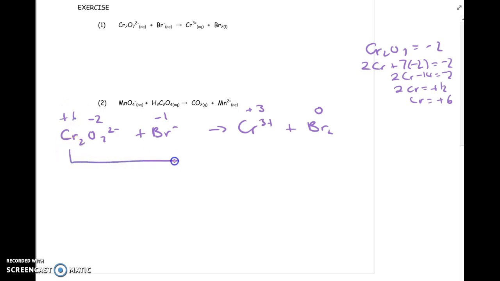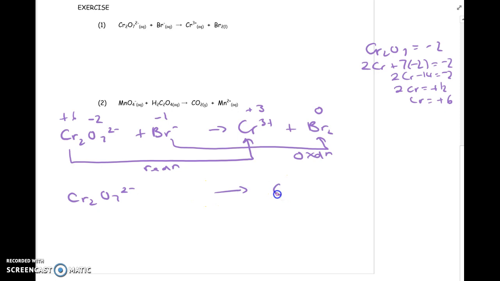I can see that the chromium in the dichromate undergoes reduction because we go down in oxidation number from plus 6 to plus 3. And the bromide ion goes up in oxidation number from negative 1 to 0, so this one here is oxidation. So I can now break it up into my two half equations. Cr2O7 2 negative goes to Cr3 plus, and this is reduction. And Br negative goes to Br2, and this is oxidation.